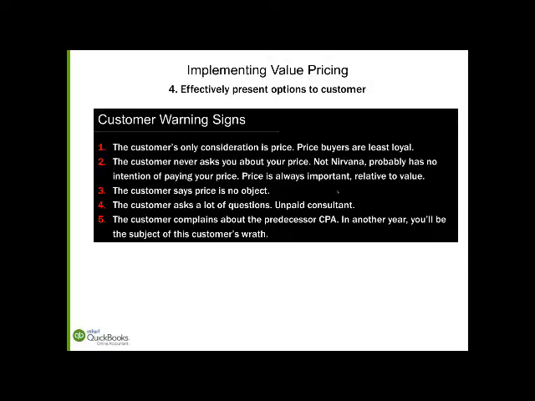And if the customer complains about the predecessor accountant or bookkeeper or CPA, be careful, because in another year, you'll be the subject of their wrath. So those are just some customer warning signs, and your antenna has to go up. A red light or a yellow light needs to start blinking that maybe this customer isn't the right customer for you. And remember, you need to be more selective with customers. This isn't a pricing issue. This is a customer selection issue.